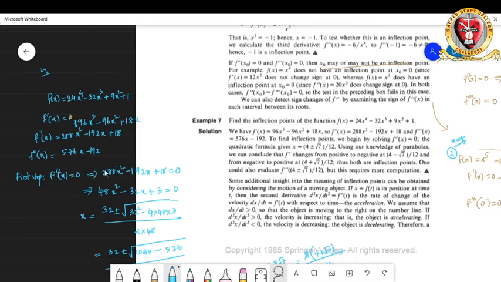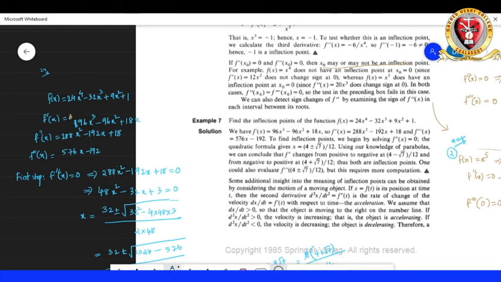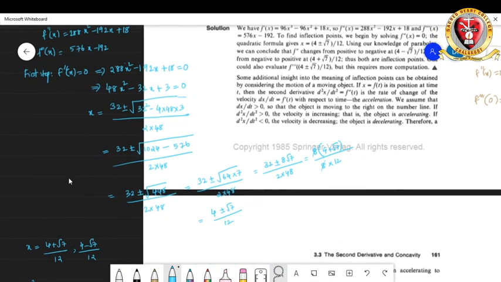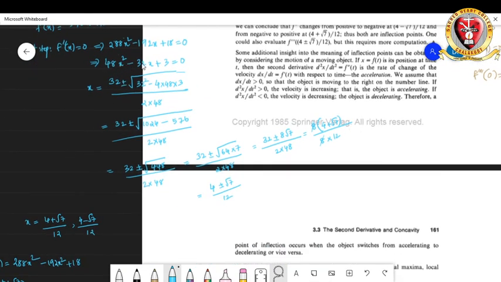So when you equate, you get 288x square minus 192x plus 18 is equal to 0, which implies 48x square minus 32x plus 3 is equal to 0. That is, you divide by 6, you get this. And then use the quadratic formula: ax square plus bx plus c is equal to 0 implies x is equal to minus b plus or minus root of b square minus 4ac, by 2a. We are using it here.